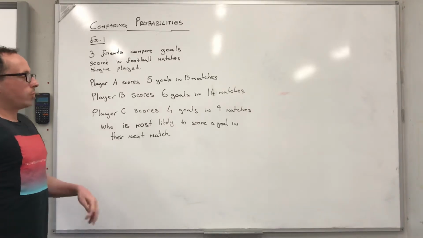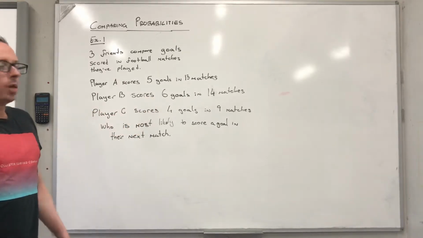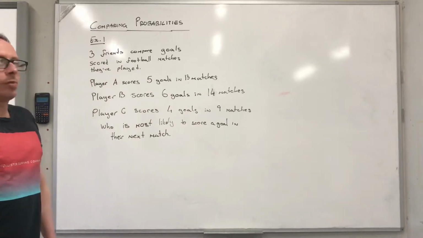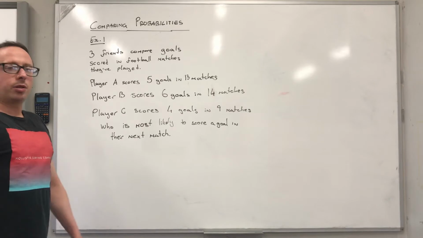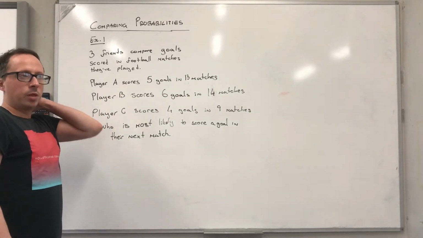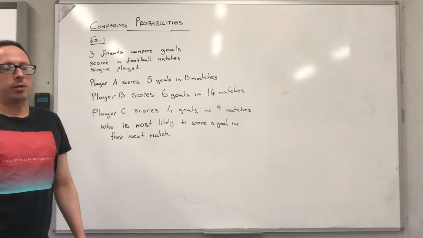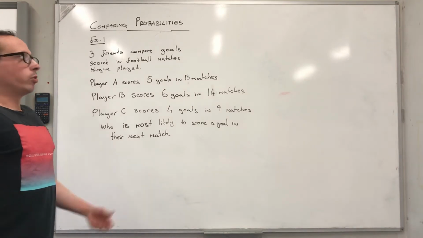So, first thing we might think is it might be player B because they've scored the most goals, but they've also played the most matches. So we need to have a better way of saying it, and what we can do is calculate the probabilities of each of these people scoring a goal, turn it into a fraction first of all, which then allows us to change it into a decimal and then a percentage, which means we can calculate exactly who is most likely to score a goal.